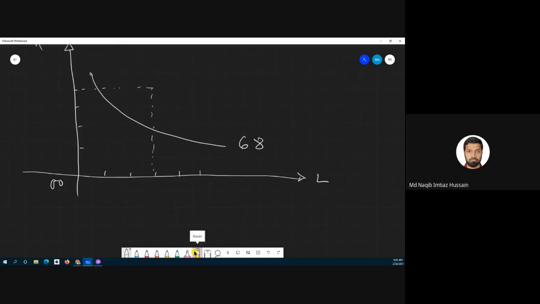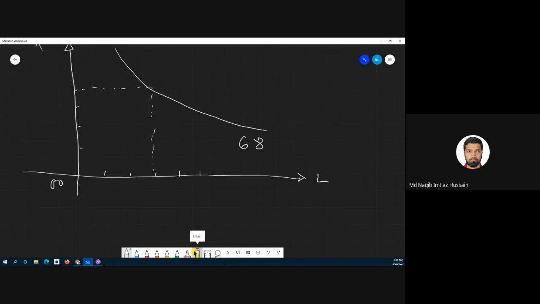We have to redraw it. Let's do that. So now the eraser is not working. Okay. All right, so let's draw it like this.